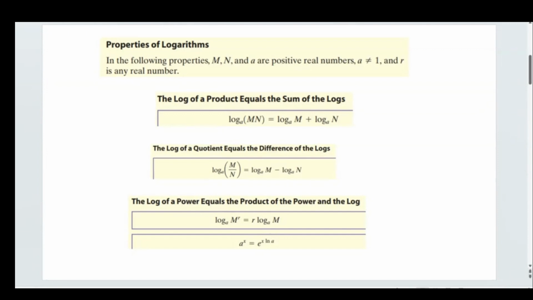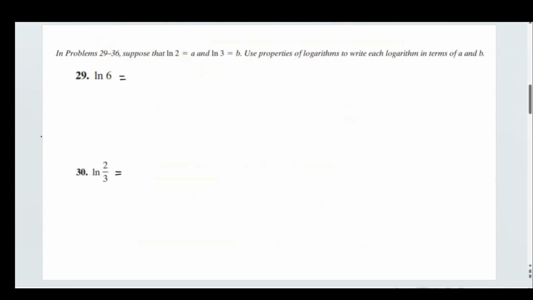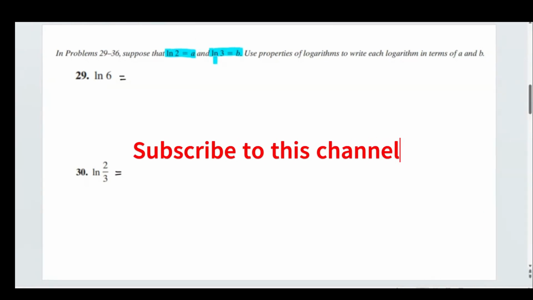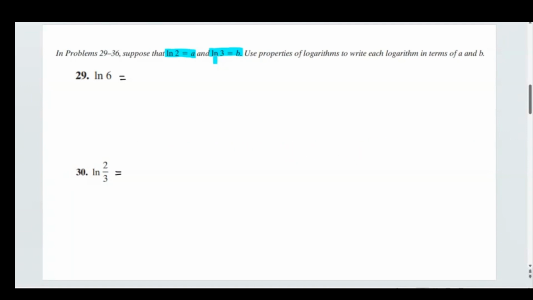Let's then solve some exercises using those properties. First, we have this case. They say suppose that ln of 2 is equal to a and ln of 3 is equal to b. Use the properties of logarithms to write each logarithm in terms of a and b.